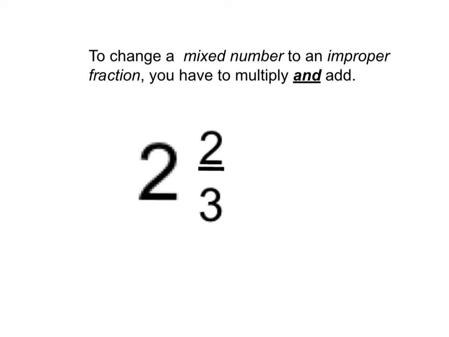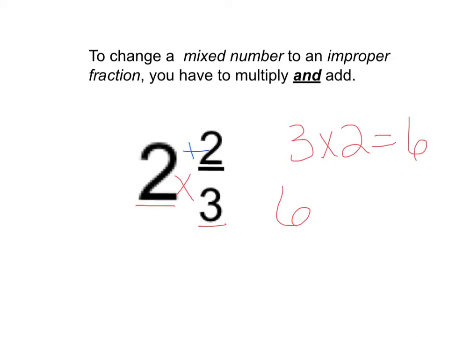But to change it from a mixed number to an improper fraction, you have to multiply and add. So what you multiply is you take the denominator and the whole number and you multiply them. So we would have 3 times 2 equals 6. Then you take that amount and add it to the numerator. So we take our 3 times 2, which is 6, and then add 2 for the numerator, giving us an 8. So our improper fraction for 2 2/3 is 8 over 3.